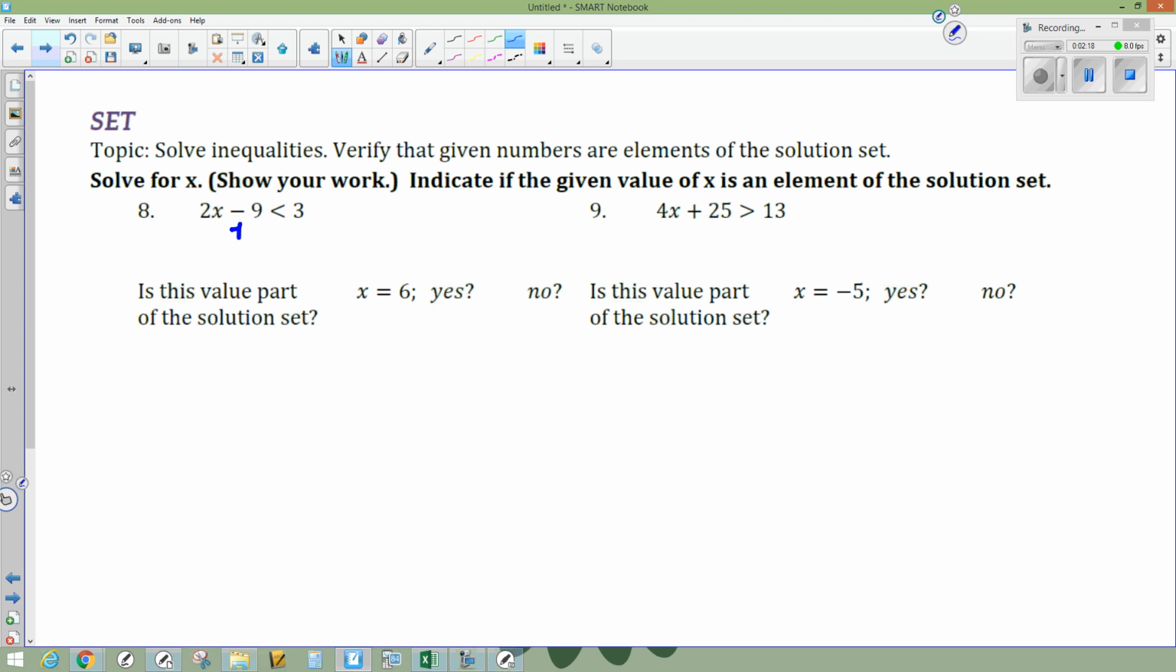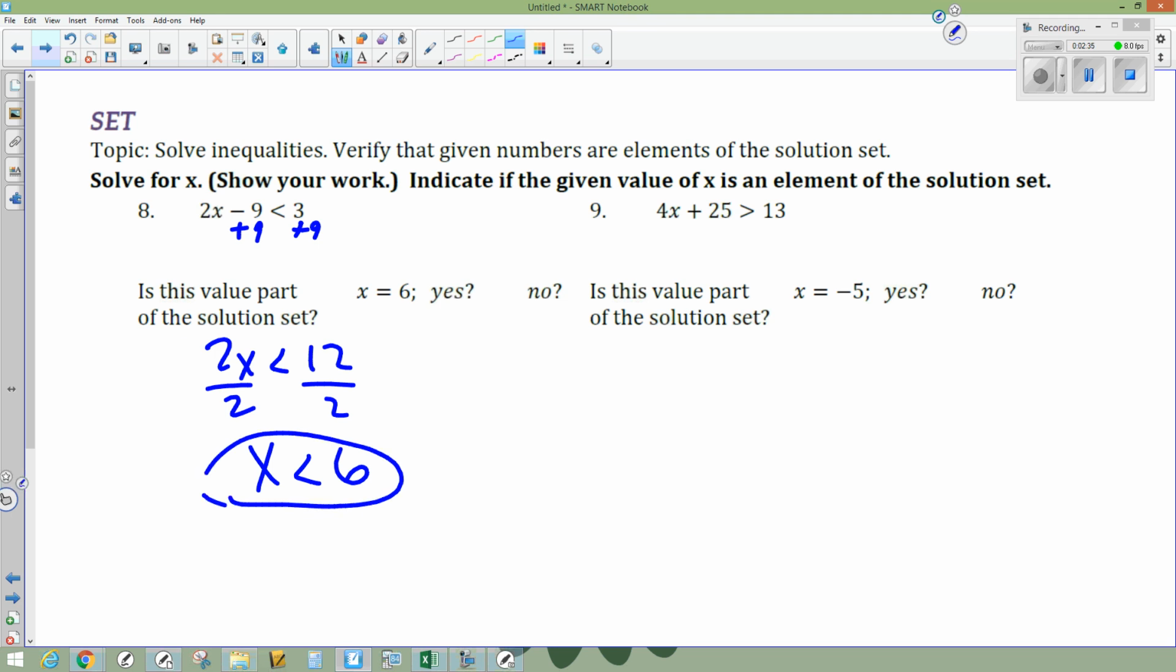So if we add 9 here, I want to get x alone, right? That's going to give me 2x is less than 12. And then I want to divide by 2, so x is less than 6. Okay, so there's my solution. Now the question is, is x equals 6 part of the solution set, yes or no? Well, our solution set is x is less than 6, not less than or equal to 6. So my answer here is no, it is not part of the solution set, because it makes our inequality untrue.